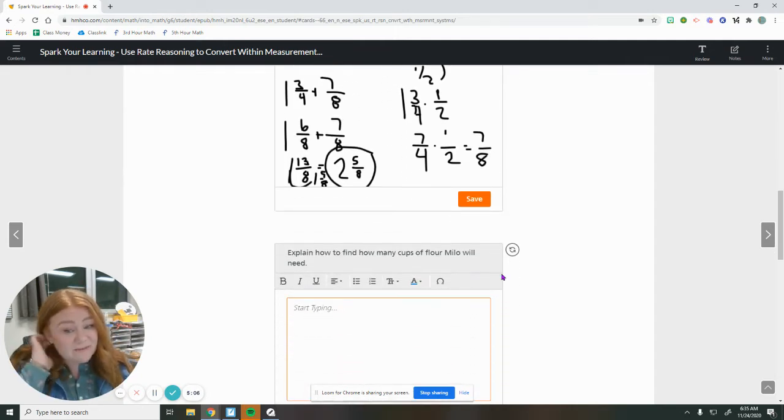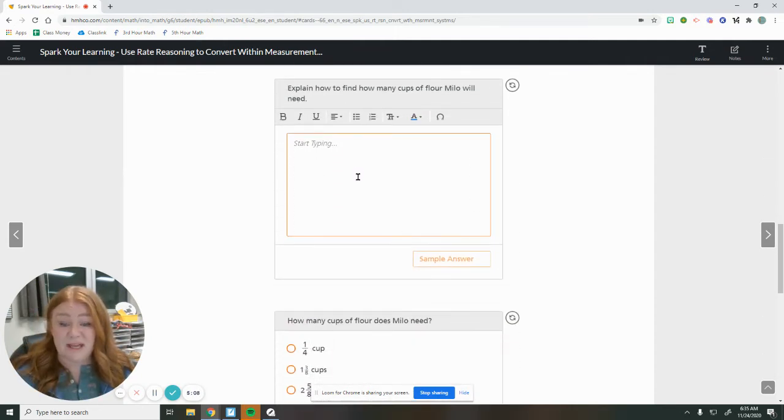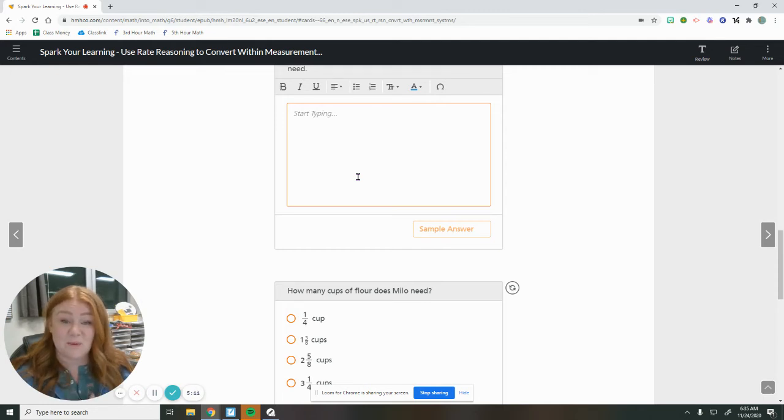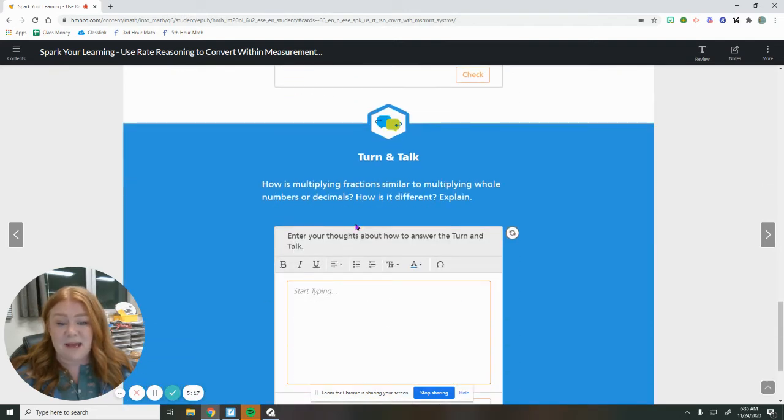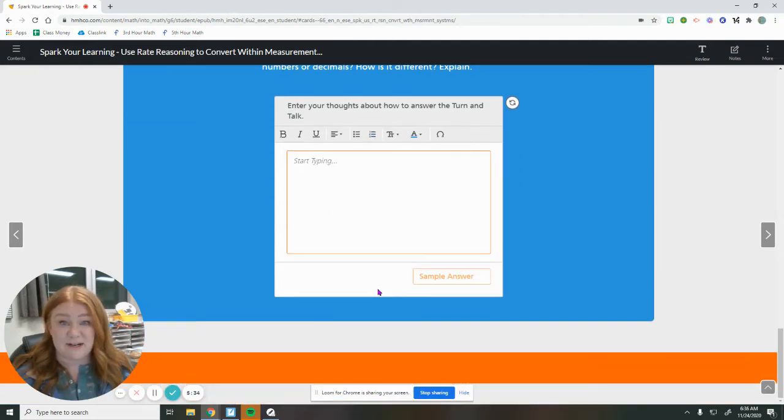Okay, so make sure you have explained your thinking, and your thinking can be different than mine. That is okay. We think about problems in different ways, and that's how we can learn from each other. So tell me how much he needs, and then explain how multiplying fractions is similar to multiplying whole numbers or decimals. How is it different? So when you are finished with your Spark Your Learning, go ahead and head over to task 1.